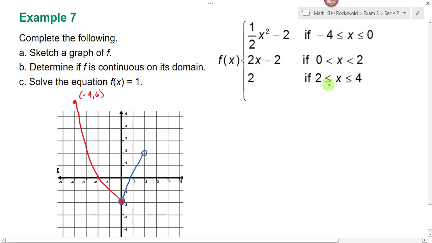And then when x is between 2 and 4, I'm graphing a constant function. So there's 2 to 4. I graph the constant function y equals 2. So I've done part A. I've sketched a graph of the function.